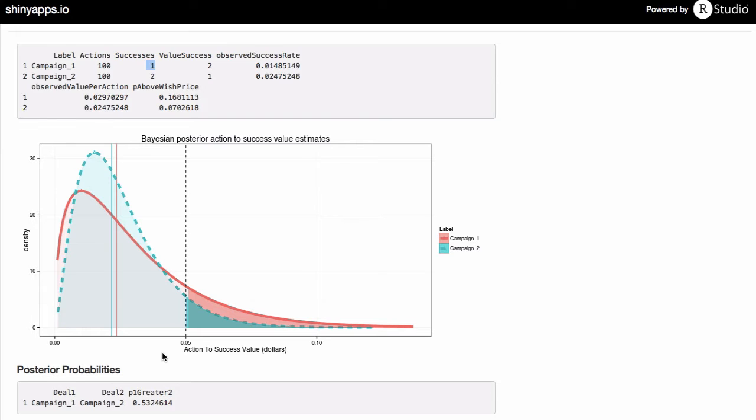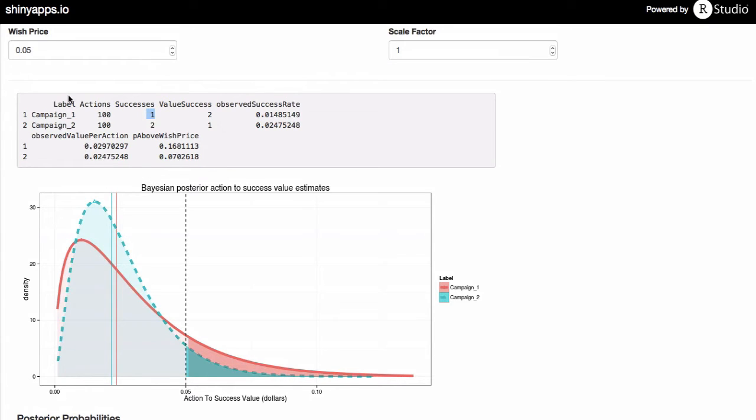This graph is called the posterior graph, and for every possible value of the value per action of these unknown populations, it says how likely that is given our data. Basically, the most likely values are near 2.5 cents per action, and both campaigns have mass that's spread out quite wide. We haven't run enough experiments to get much certainty of that estimate. We don't see these distributions being stacked up near the mean like we'd like in a very good result.